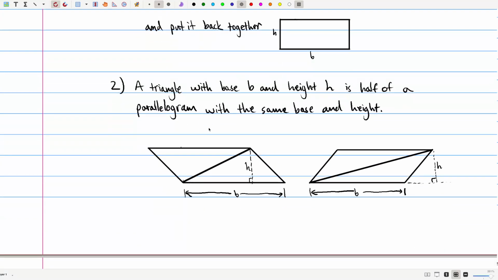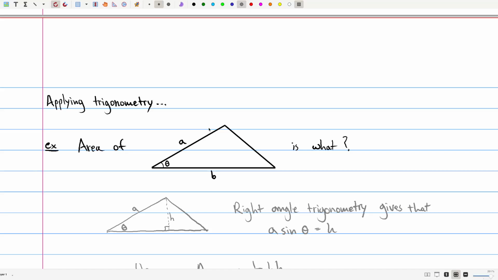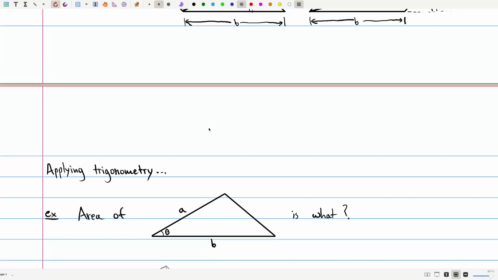Okay, so let's apply some trigonometry. Let's work first in general without concrete numbers so that we get a formula. So the question is, let's say we have an angle and we know the two adjacent sides. So it's a side angle side triangle using trigonometry terms. So what is the area of this?